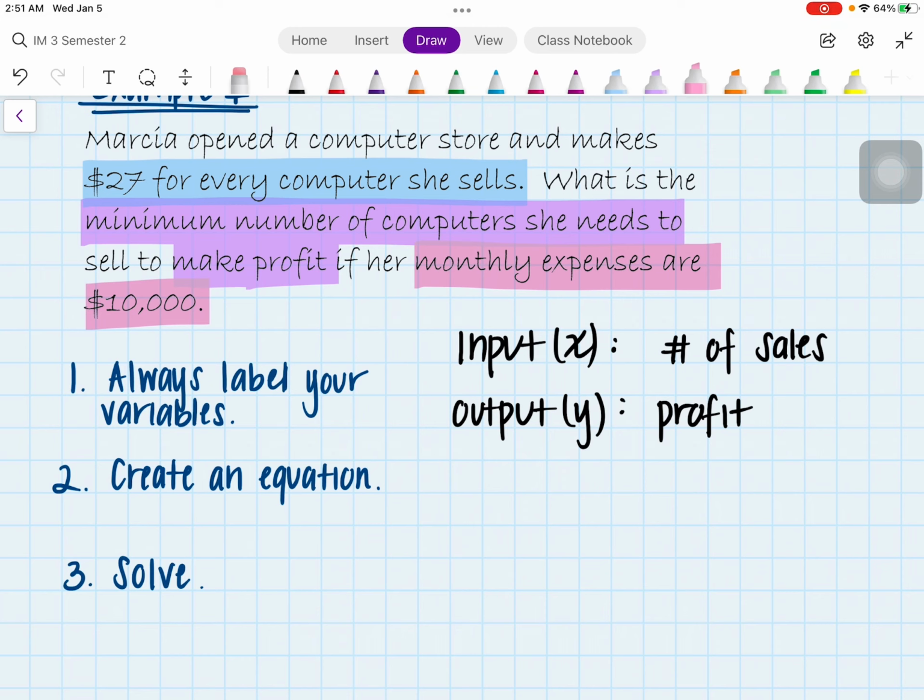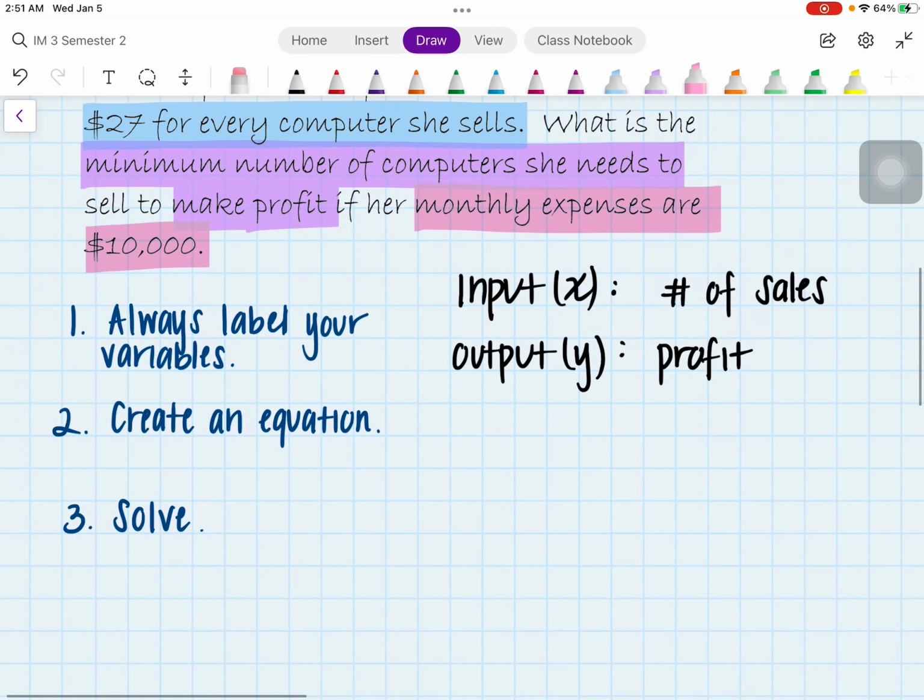All right. So next step in this case, guys, is for us to create an equation. So first off, we know in this case that for every computer she sells, she will be getting $27. Now, question for you guys is, do you know how many computers she sold or how many she needs to sell? In this case, we don't, because that's what we're trying to find. We're trying to find the minimum number of computers she needs to sell. So in this case, I will be writing 27x.